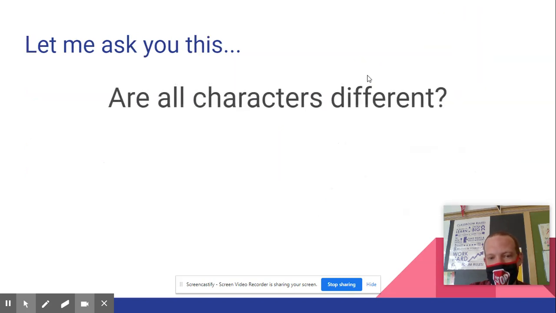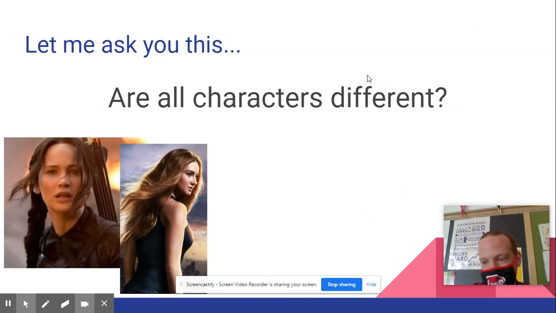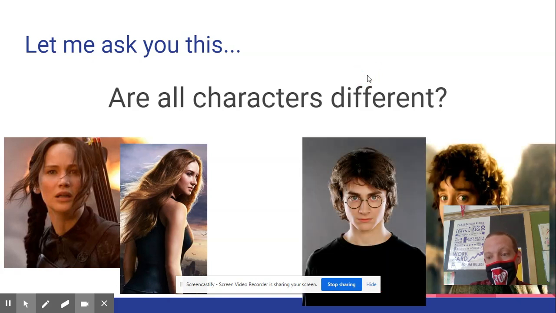So let me ask you this. Are all characters different? Why, of course they are. Who even thought they were all the same? There's characters that are all different. They're all unique in their own way. But we can still categorize them, which we will do. Just because we're all individuals does not mean we can't be characterized.